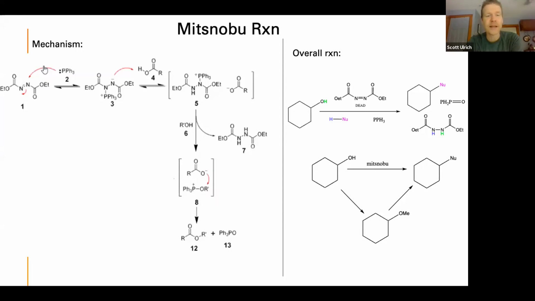You can also even have pretty weak nucleophiles. Like on the left, they use a carboxylic acid, which is kind of a crappy nucleophile, but in a Mitsunobu context, it works really, really well. So it's just a good tool to have in your mental toolbox for making things.